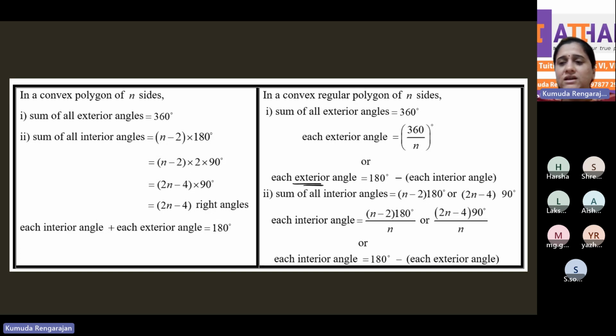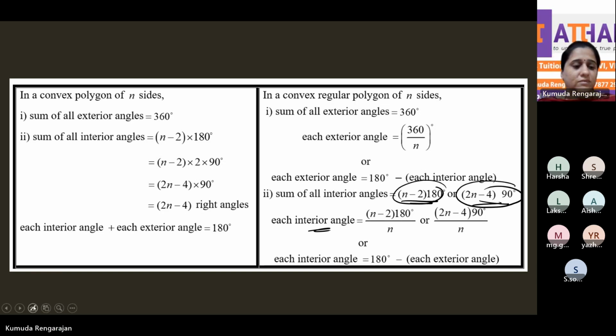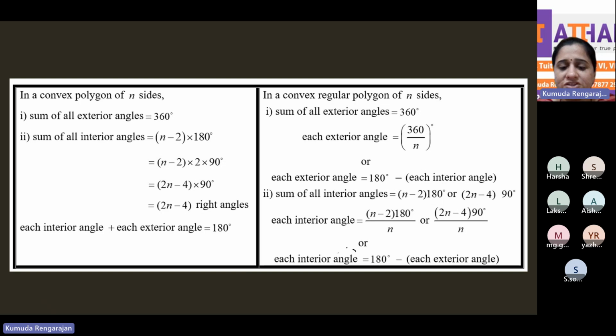Or each exterior angle you can also find like this, because the sum of these two is 180. So each exterior angle will be 180 minus each interior angle. The interior angle sum is this one or this one. Each interior angle will be this one by n or this one by n. Or you can also find each interior angle like this, 180 degrees minus each exterior angle.